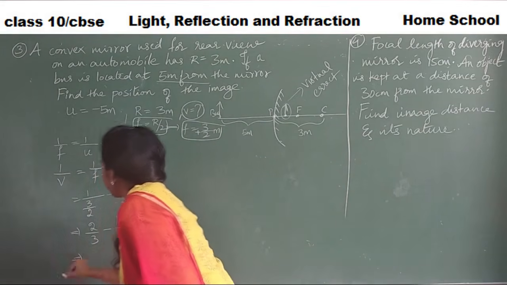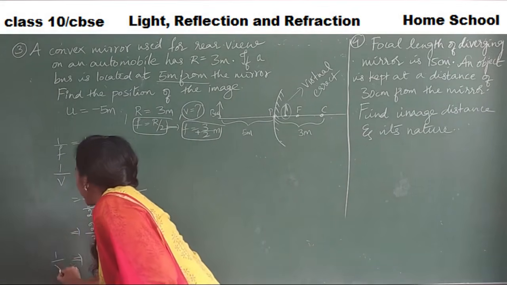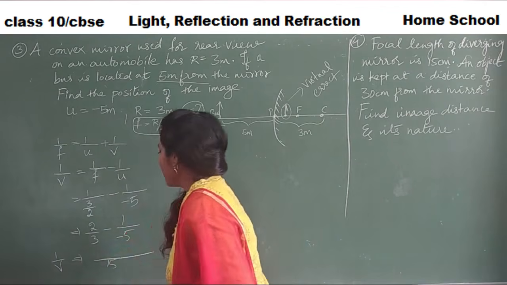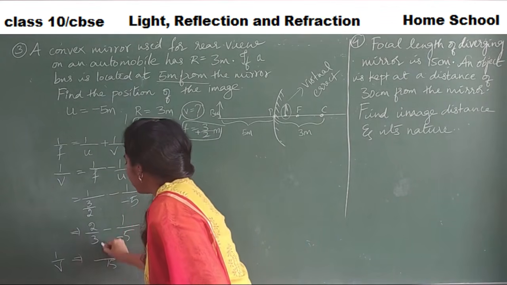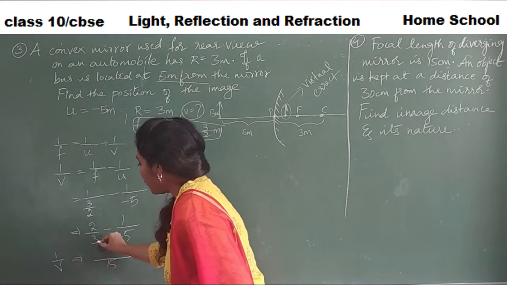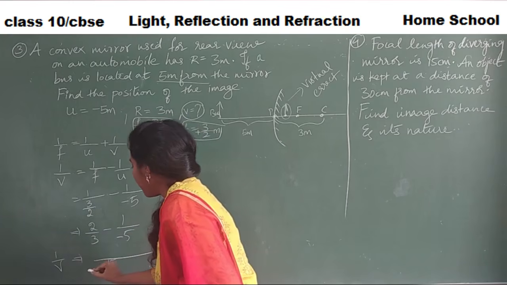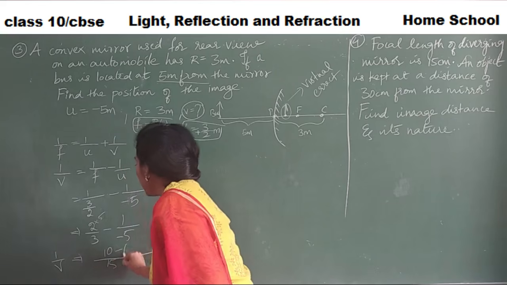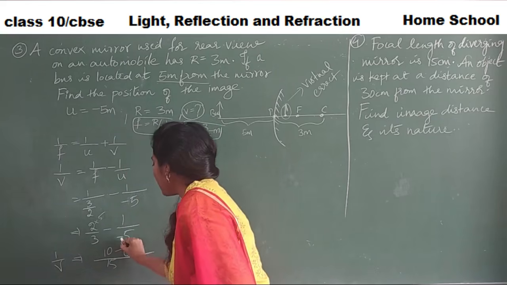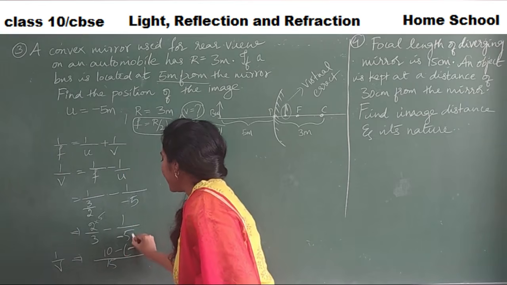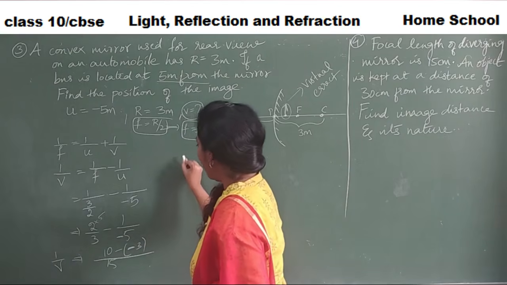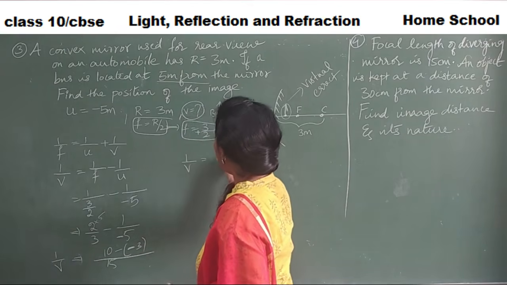So 1 by v is equal to... 3 5s are 15, I will take as LCM. How much do you multiply to get 15 for 3? 3 5s are 15, right? So 5. 2 5s are 10. So here 10 minus, so here 3s are... right? Don't forget this minus sign. So I am taking minus 3 here. Right? So now 1 by v is equal to 10 plus 3.